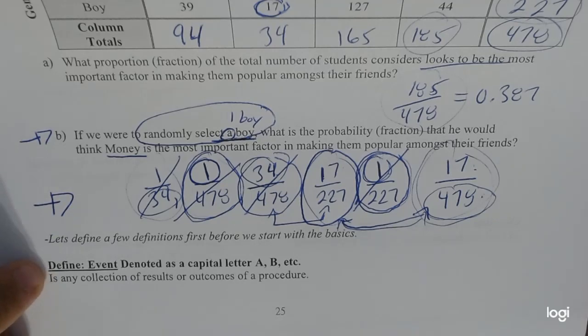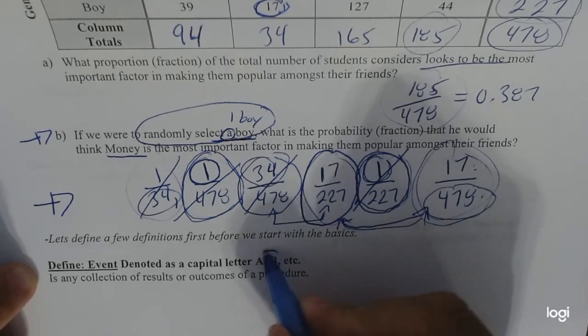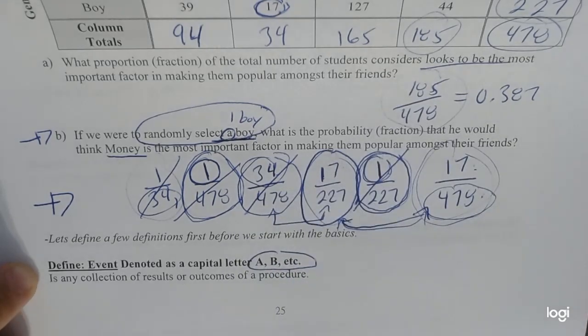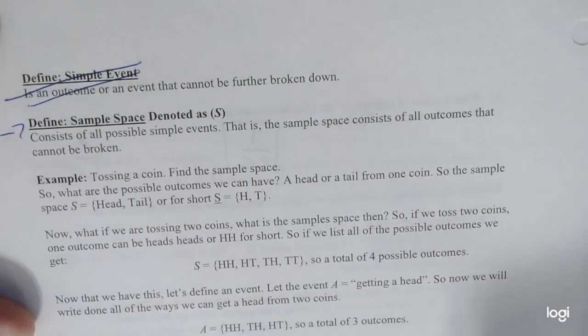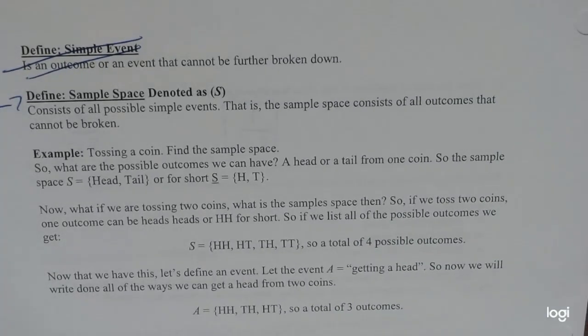We're going to define something called an event. An event is denoted with capital letters A, B, C, pretty much the whole alphabet. An event is any collection of results or outcomes of a procedure. We're going to skip ahead to the main one, the sample space. The sample space is denoted as capital S, and it consists of all possible simple events. That is, the sample space consists of all outcomes that cannot be broken down.